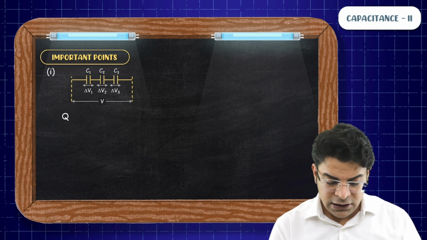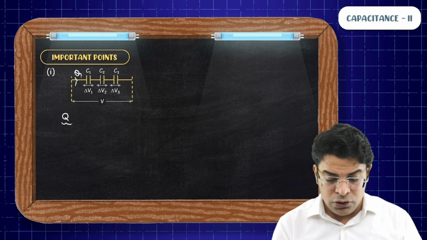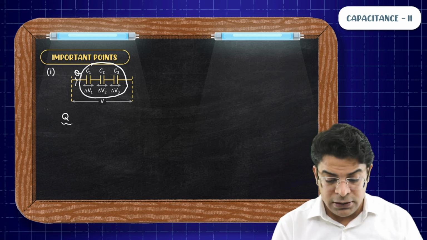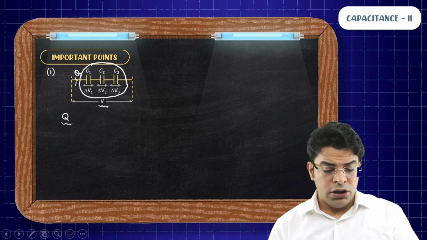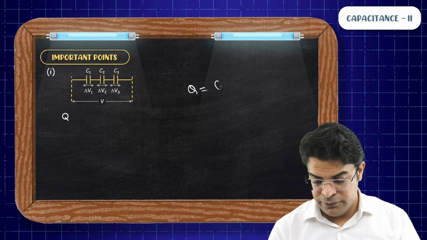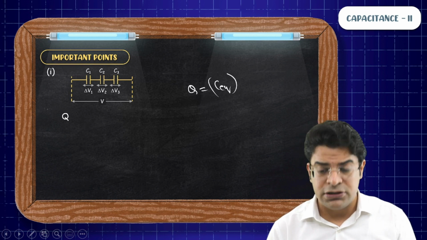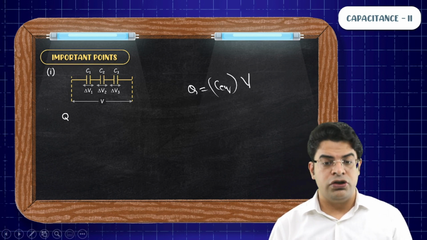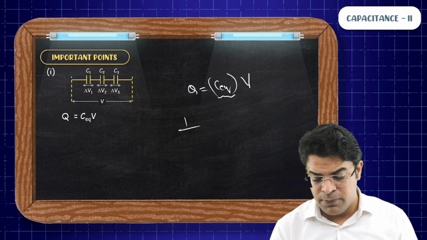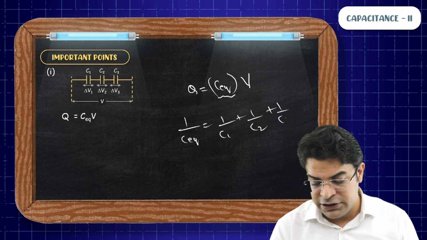We can say that the charge that will flow through this combination has to be equal to the equivalent capacitance of the combination multiplied by the potential drop across the system. So the charge flow has to be C equivalent, the equivalent capacitance of these three capacitors, multiplied by the potential drop across the system. Now, how to find the C equivalent? They are connected in series, so 1 upon C equivalent will be equals to 1 by C1 plus 1 by C2 plus 1 by C3.